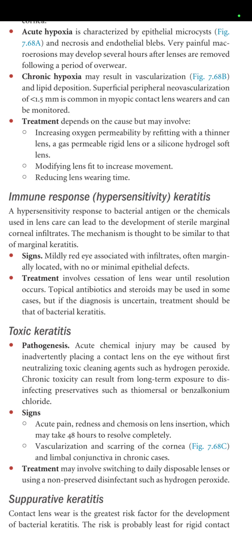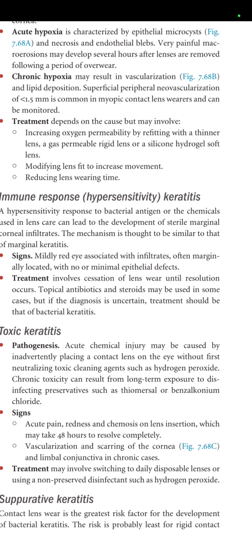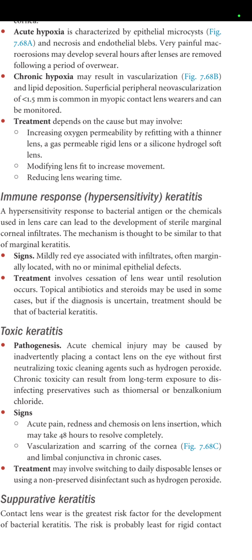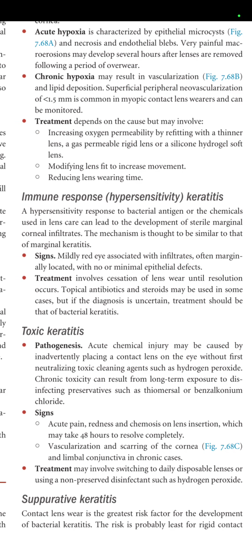Signs are a mildly red eye associated with infiltrate, often marginally located with no or minimal epithelial defect. Treatment involves cessation of the lens wear until resolution occurs. Topical antibiotics and steroid may be used in some cases, but if the diagnosis is uncertain, treatment should be that of a bacterial keratitis.